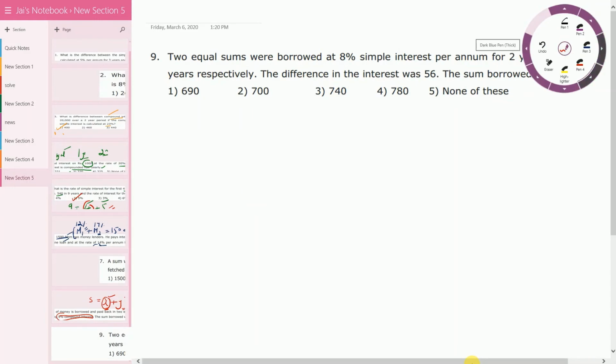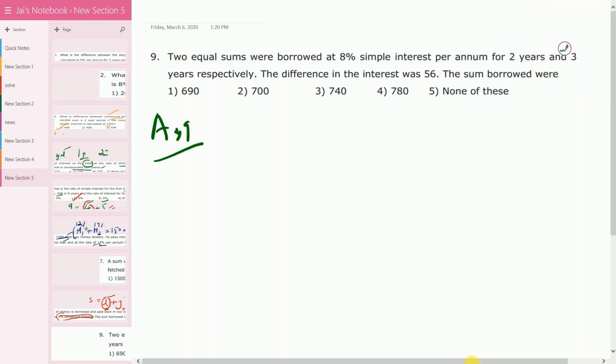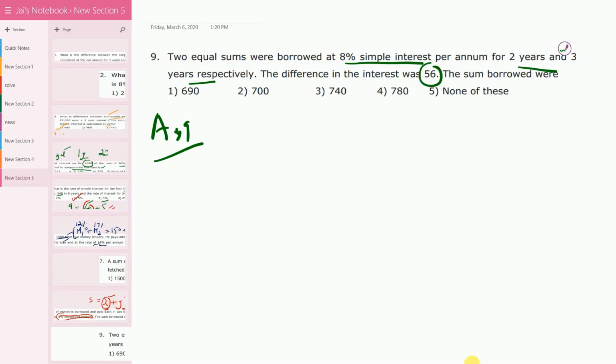Okay, now moving on to the next question, that is answer 9. Two equal sums were borrowed at 8% simple interest per annum and for 2 years and 3 years respectively. The difference in the interest was rupees 56, and you have to find out the sum that was borrowed. So let the sums that were being borrowed be rupees x and rupees y respectively. So now according to the question, this is the sum that was being borrowed. The difference in the simple interest was 56.